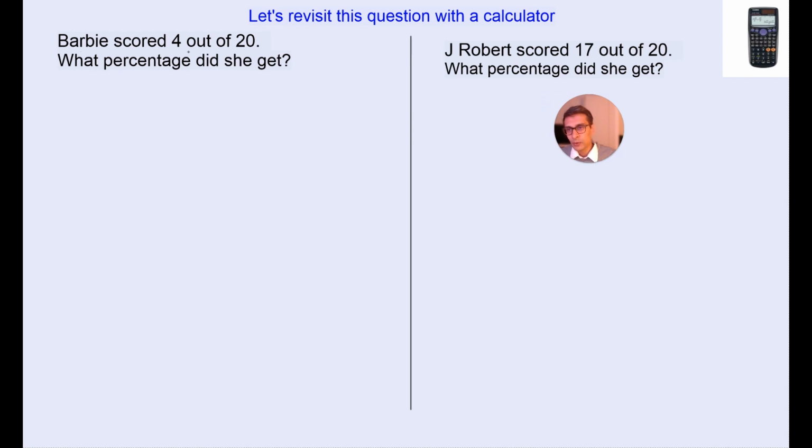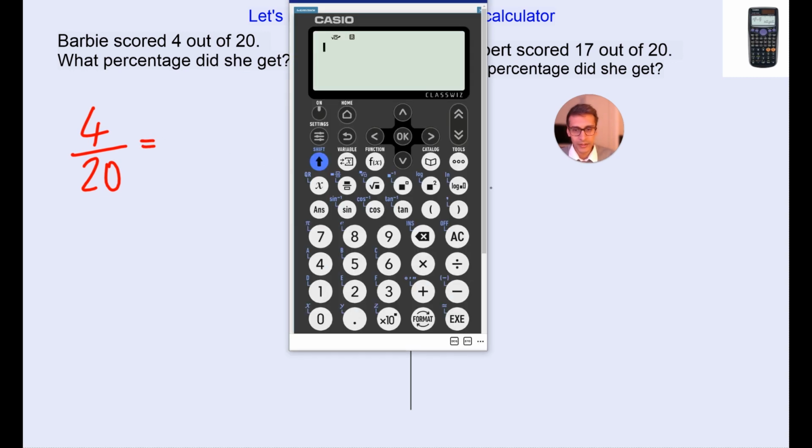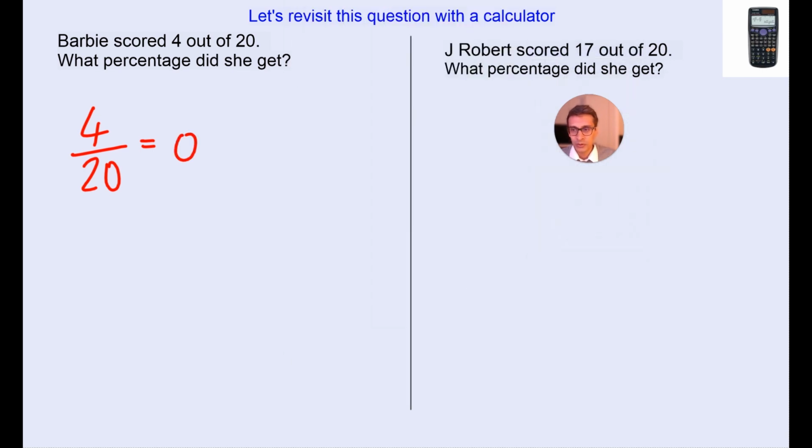So let's say Barbie scored 4 out of 20 in a test. What percentage did she get? So what we can do when we have a calculator, we know this is going to be 4 over 20, and we know we're going to turn it to a percentage. On your calculator, if you do 4 divided by 20 and press equals, you get 1/5. But if you press the format button, or the SD button if you have an older calculator, and change it to a decimal, you get 0.2. Now this is very useful because 0.2, as we know, is 20%.